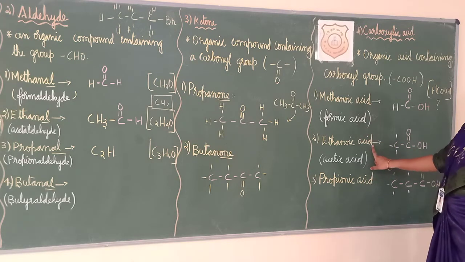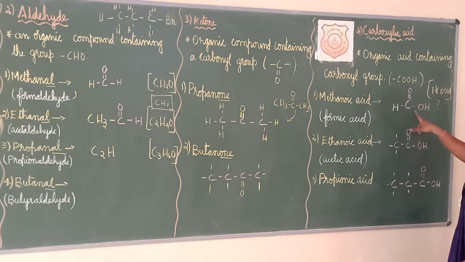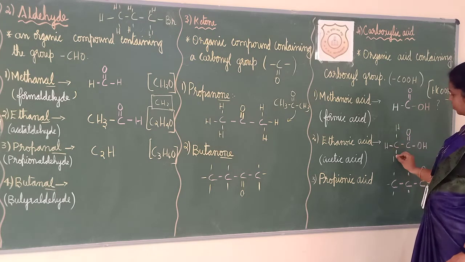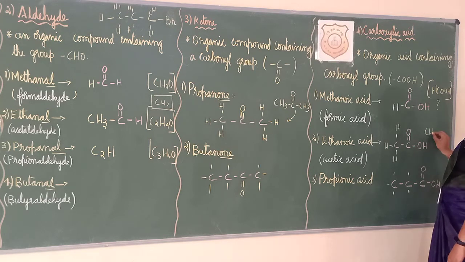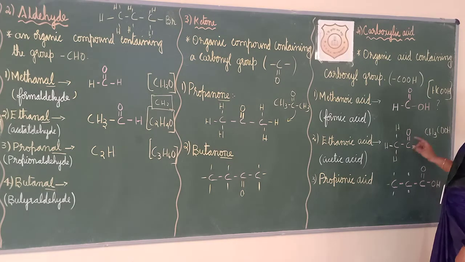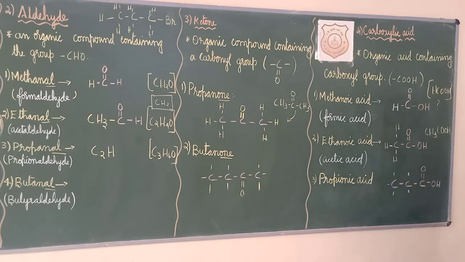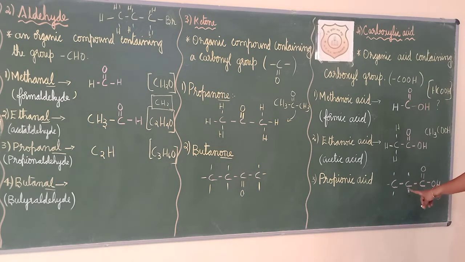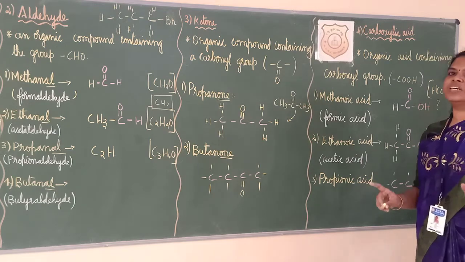Ethanoic acid, same way, 2 carbons, and same way 1 double bond O and 1 OH you should write. So here, if you are putting 1 hydrogen, here 1 hydrogen, and here 1 hydrogen, automatically the formula will be CH3COOH. You have studied acetic acid somewhere, no? CH3COOH. Same way you can check for propionic acid also. Propionic acid, how many carbons? 3 carbons, and in the same way you can write.